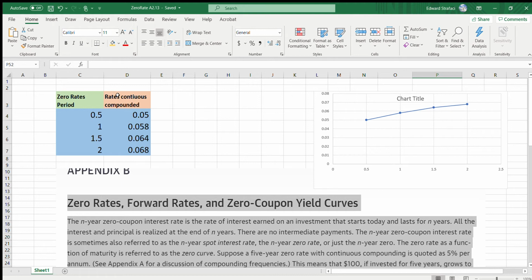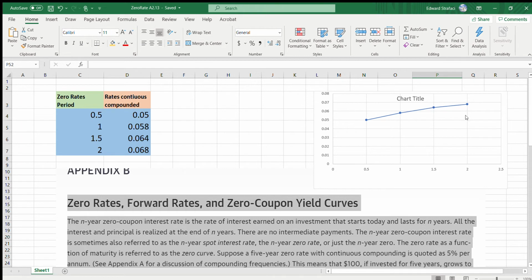So at the end of a half a year, the rate continuously compounded would be 5%. At the end of 1 year, it would be 5.8%. At the end of 1.5 years, it would be 6.4%. And at the end of 2 years, it would be 6.8%. So there's no intermediate payments. There's no payments happening in between. So these are actually what we would call the spot rates. If we went out a half a year, that's what the spot would look like.